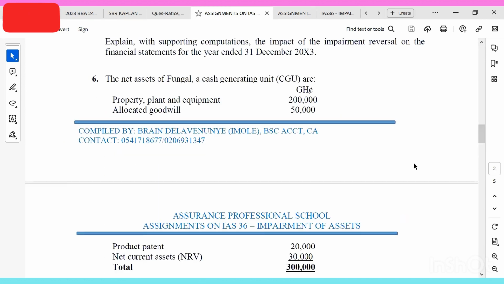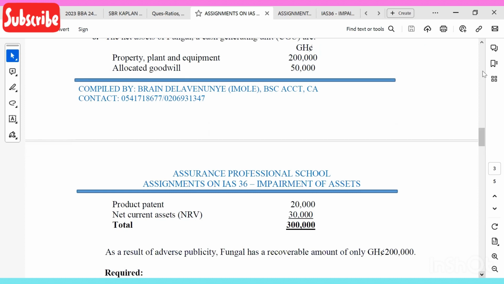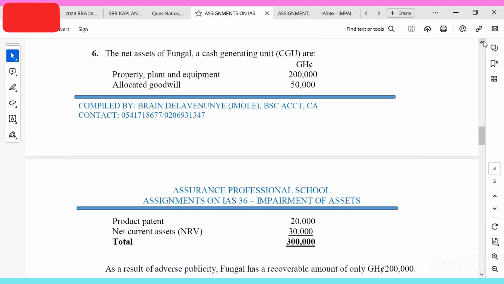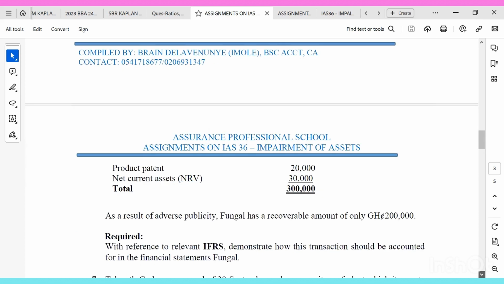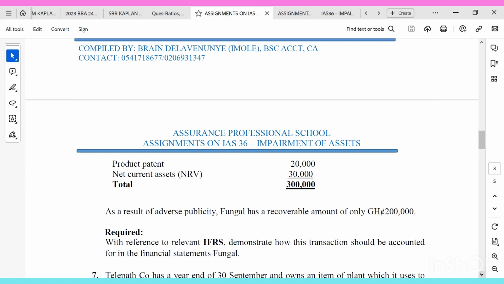Okay, let's look at question 6 over here. It's very simple. Sinanik, are you there? Question 6. The net assets of Fanga SCG are as follows: PPE, allocated goodwill, product patent, net current assets. As a result of adverse publicity, Fanga has a recoverable amount of only 200,000. With reference to relevant IFRS, demonstrate how these transactions should be accounted for in the financial statements of Fanga.